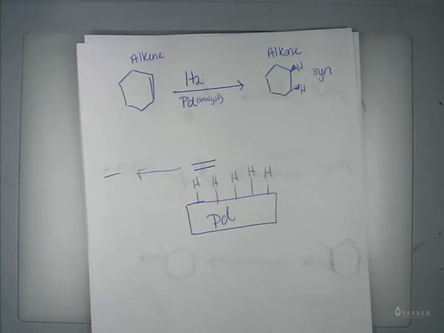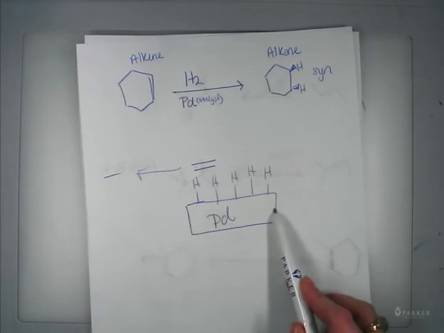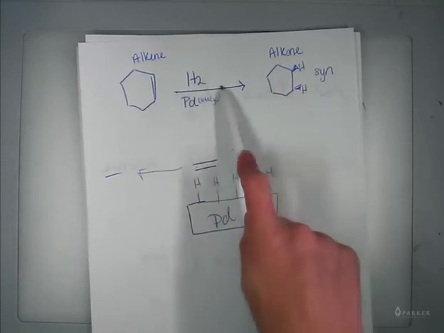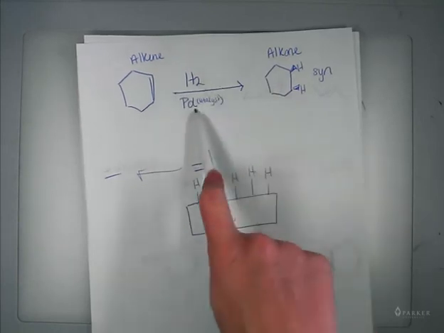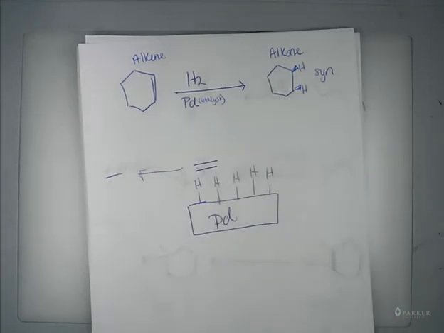There's not a mechanism for this one because literally what it does is this. I'm not going to make you draw pictures or anything. But all this does, H2, so you're adding your two hydrogens, palladium is your catalyst, and it adds two hydrogens syn. So you go from an alkene to an alkane.